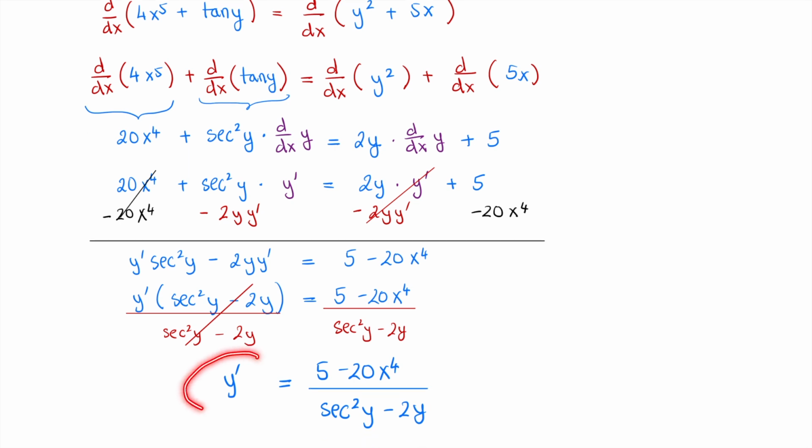And this is the derivative of y, or dy over dx. And that's how implicit differentiation works, even with more complicated functions like trig functions.